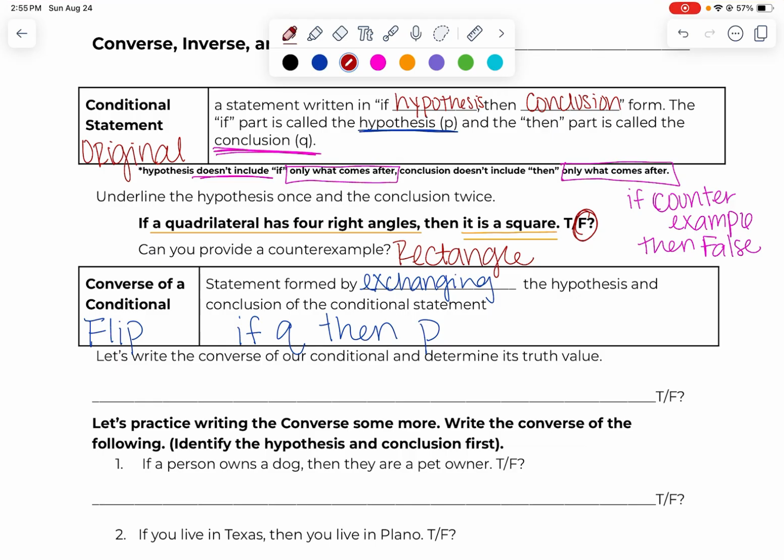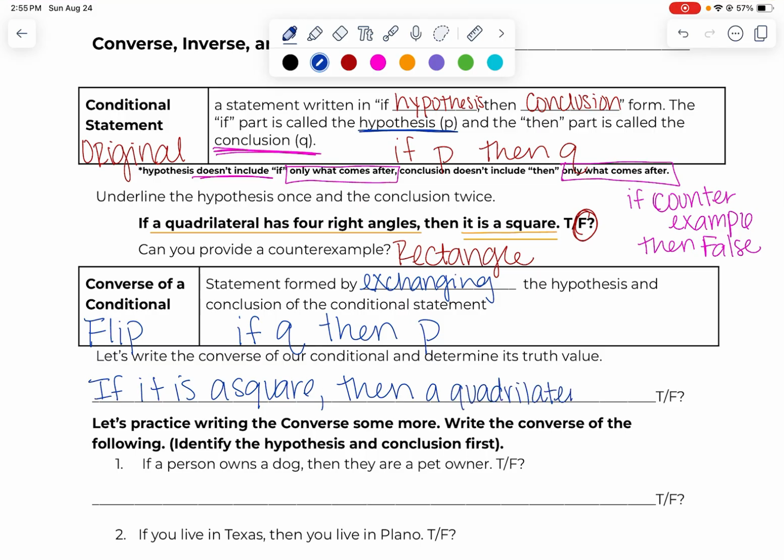So let me go back up to the conditional real quick. That is if P, then Q. If hypothesis, then conclusion. So this one, we write the conclusion first. So you still start with if. The conclusion of our sentence above is it is a square. Then we're going to put what the hypothesis was. A quadrilateral has 4 right angles.